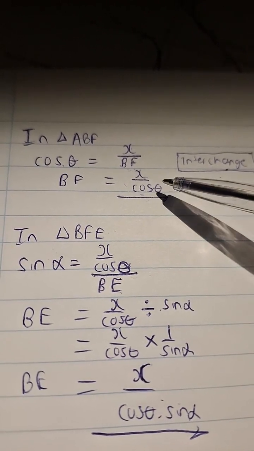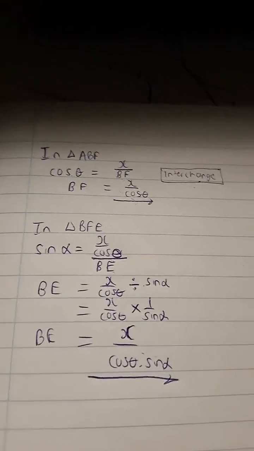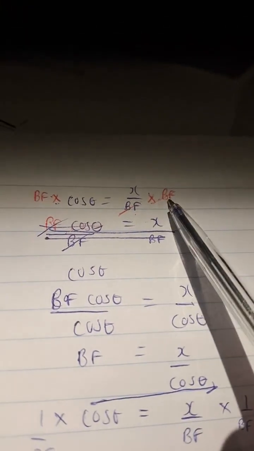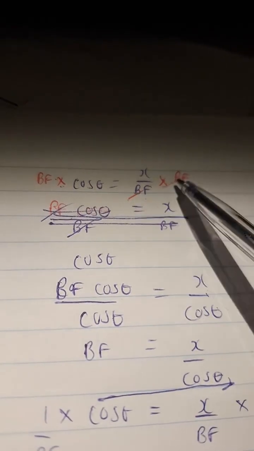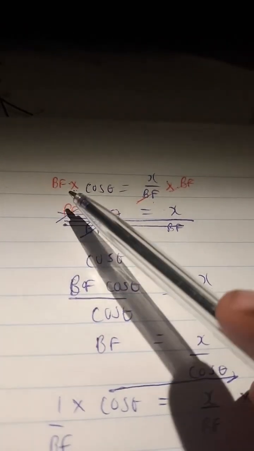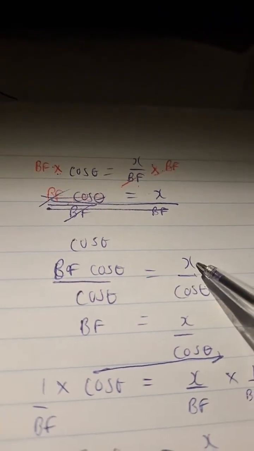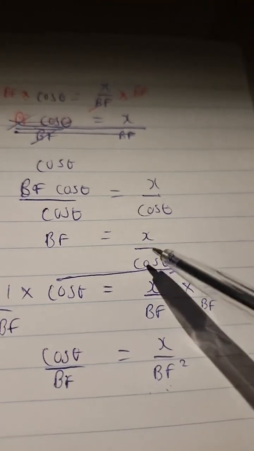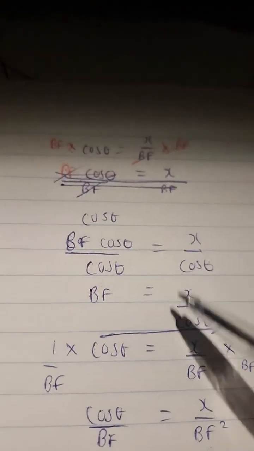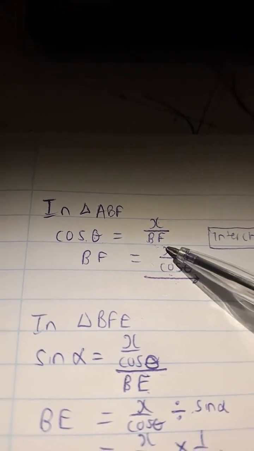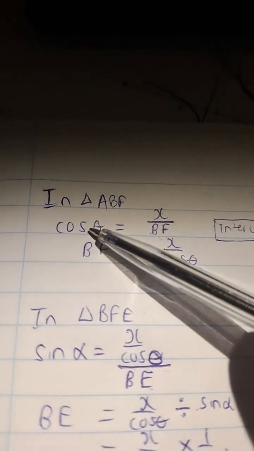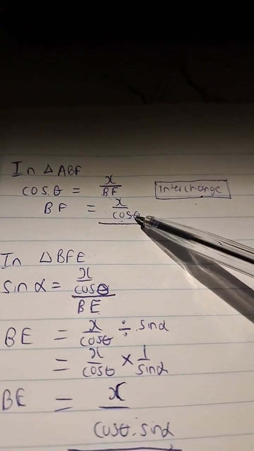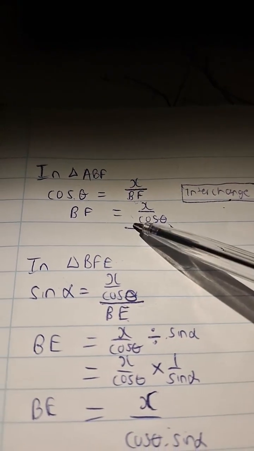Practically speaking, we could multiply both sides by BF. That and that will cancel. Then we are left with BF times cos theta is equal to x. After that, we divide both sides by cos theta because we want to make BF the subject. So BF is equal to x over cos theta. That is the practical step-by-step explanation. The shortcut to it is the interchange, because we want to make what's in the denominator of the fraction the subject. So we simply interchange cos theta and BF to make that arrangement possible. So BF is equal to x over cos theta.